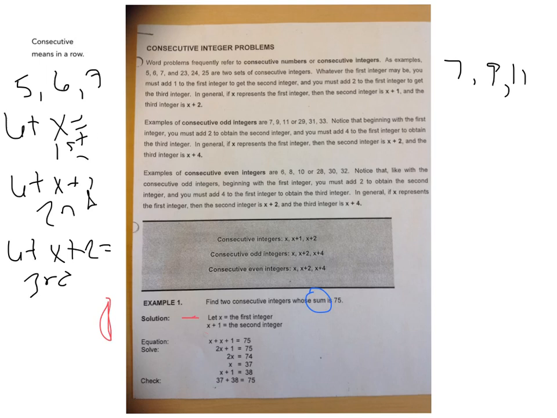Combine like terms, 2x plus 1 is 75. Subtract 1 from both sides, 2x is 74. Divide both sides by 2, x is 37. And so we have x equaling 37. So now we know that 37 is the first integer. Add 1 to it, you get 38. It's not a bad idea to do that check. 37 plus 38 is 75, and that's what we were looking for.